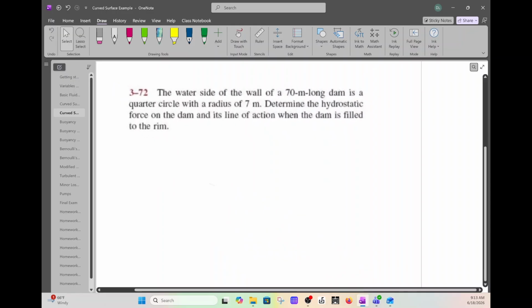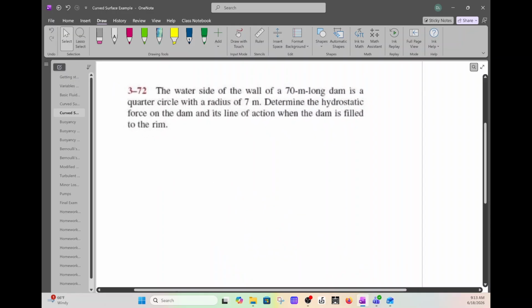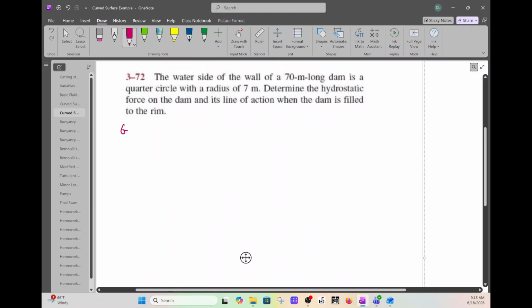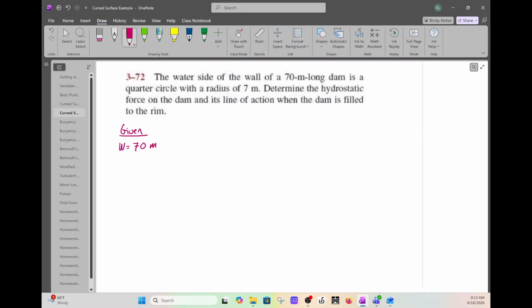All right. The water side of a wall of a 70-meter long dam is a quarter circle with a radius of 7 meters. Determine the hydrostatic force on the dam and its line of action when the dam is filled to the rim. All right, so we'll write some givens. W is 70 meters. R is 7 meters. Density of water is 1,000 kilograms per meter cubed. G is 9.81 meters per second squared. H is equal to R, and that's equal to 7 meters.